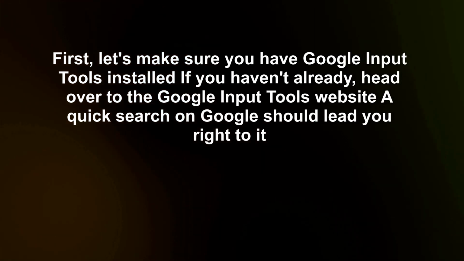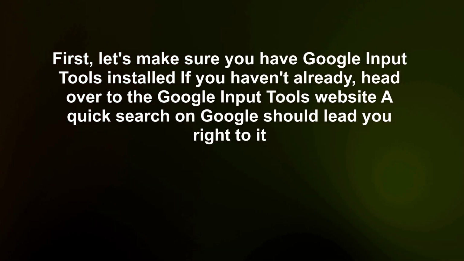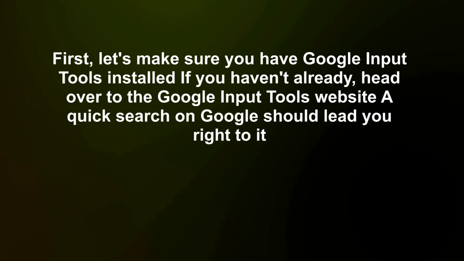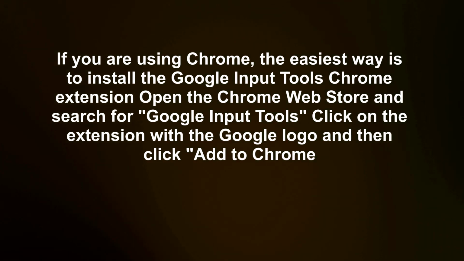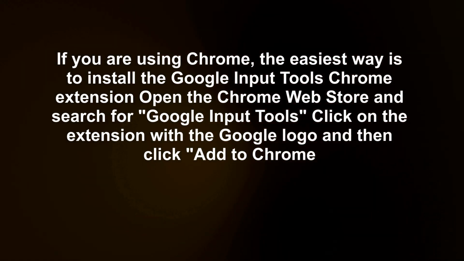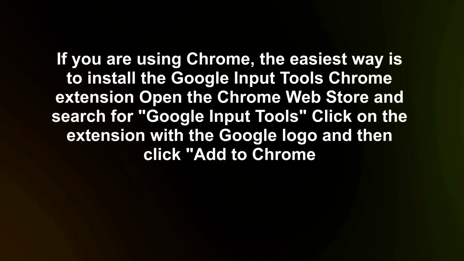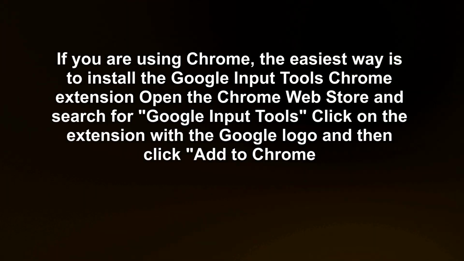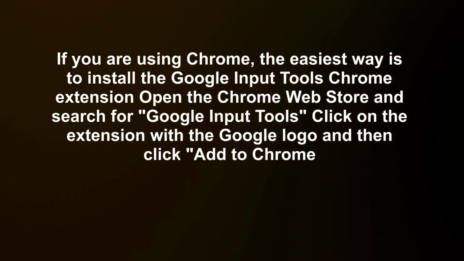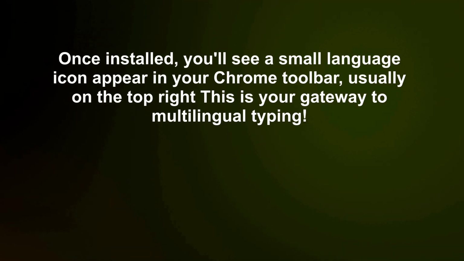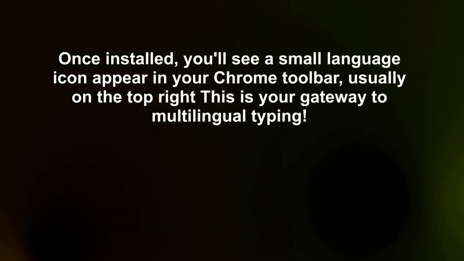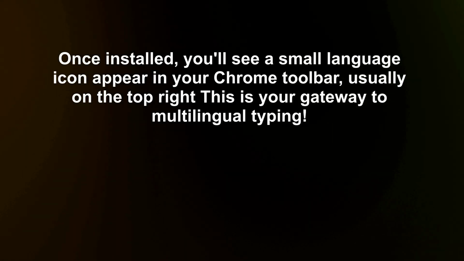If you haven't already, head over to the Google Input Tools website. A quick search on Google should lead you right to it. If you are using Chrome, the easiest way is to install the Google Input Tools Chrome extension. Open the Chrome Web Store and search for Google Input Tools. Click on the extension with the Google logo, and then click Add to Chrome. Once installed, you'll see a small language icon appear in your Chrome toolbar, usually on the top right. This is your gateway to multilingual typing.